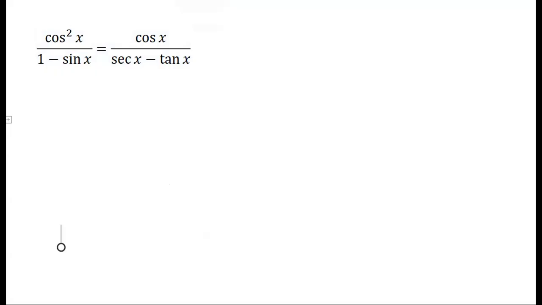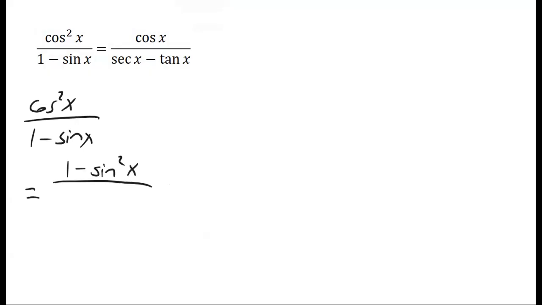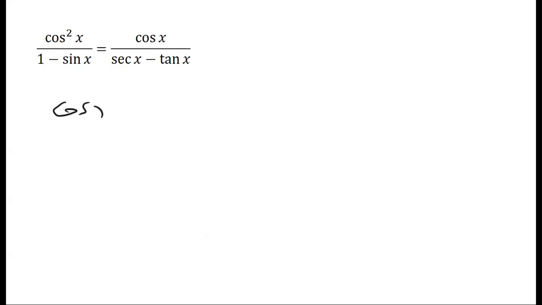Okay. Next, number 7: cosine squared x over 1 minus sine x equals cosine x over secant x minus tangent x. Which side do we want to work with? Looks pretty similar in terms of difficulty on both sides. So let's start with the left-hand side again. On the top, I can change it to 1 minus sine squared x over, actually, now that I'm thinking about it, maybe let's start with the right-hand side, because I can change everything in terms of sine and cosine over there. So let me write it again first, secant x minus tangent x.